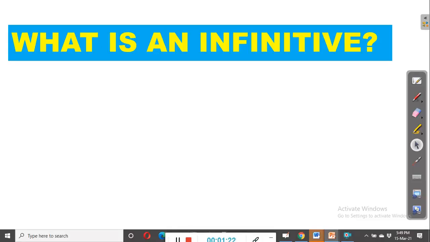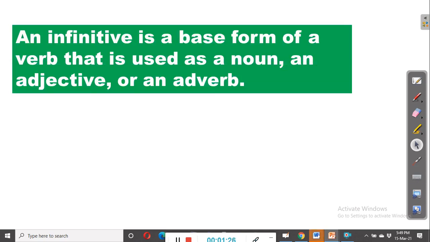What is an infinitive? That is an important question. An infinitive is a base form of a verb that is used as a noun, an adjective, or an adverb. So an infinitive is a form of a verb, and it is formed from a verb, but it does not function as a verb. Ironically, it is used as a noun, an adjective, or an adverb.